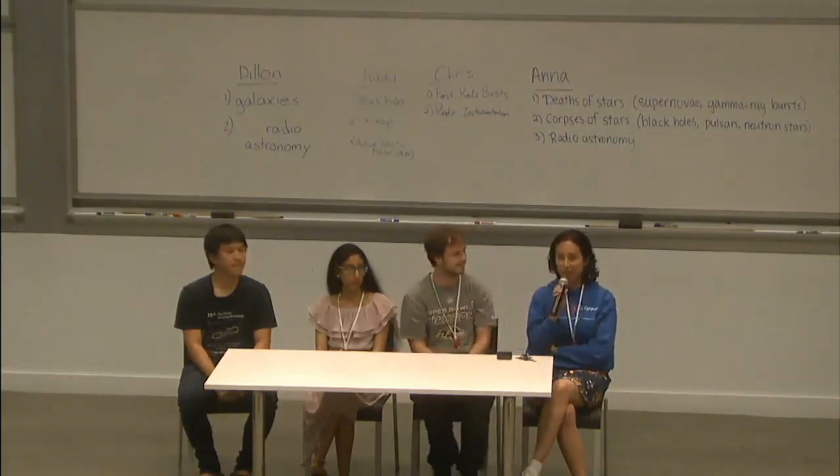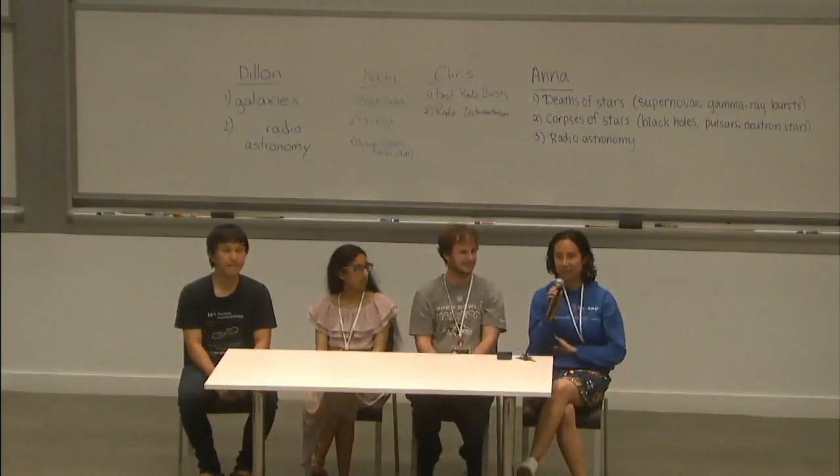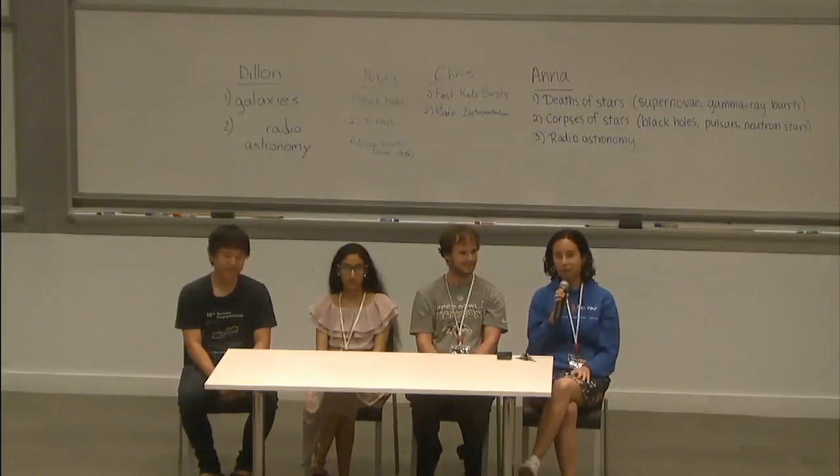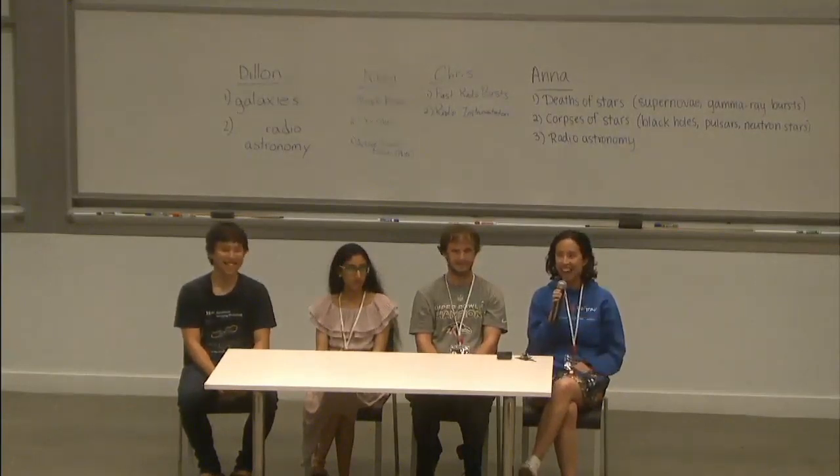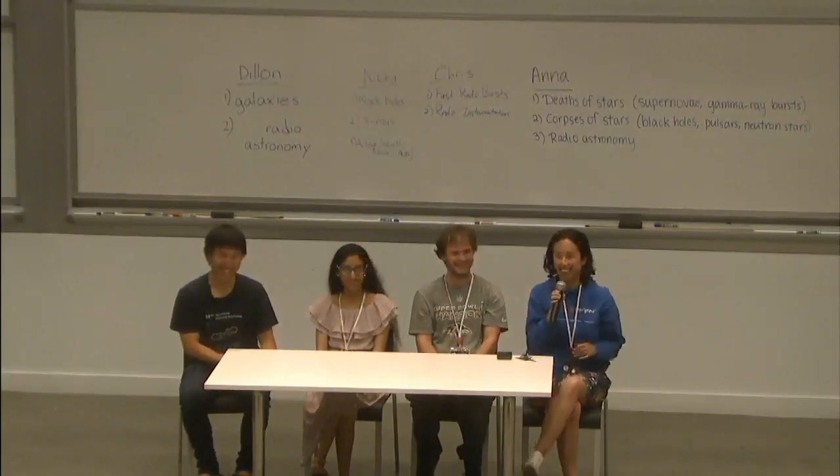So I think my path to astronomy can be described with four books that I read. The first book was called The Fabric of the Cosmos by Brian Greene, which I borrowed from my science teacher in eighth grade and skimmed, and thought, I'm going to be a theoretical physicist, which I would never say now.